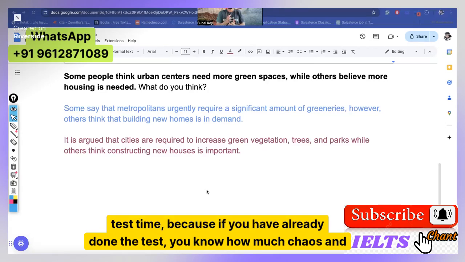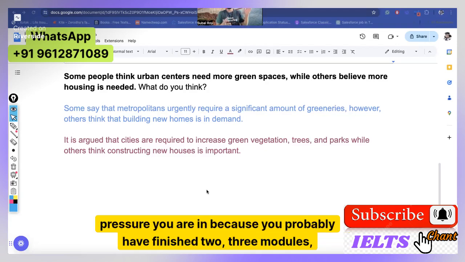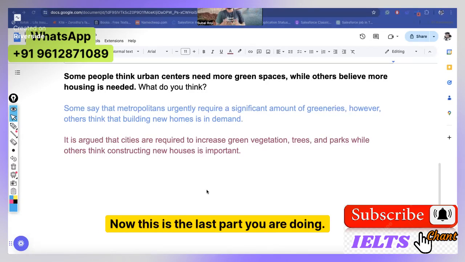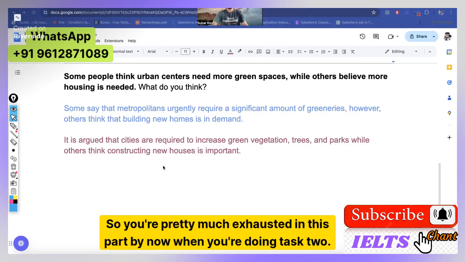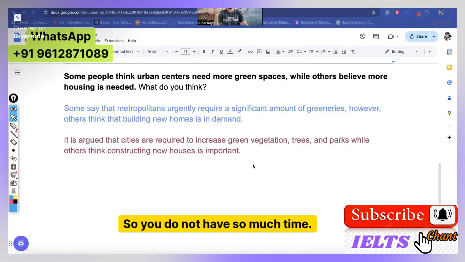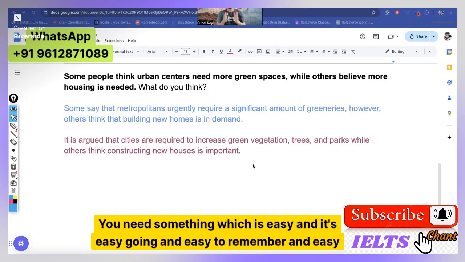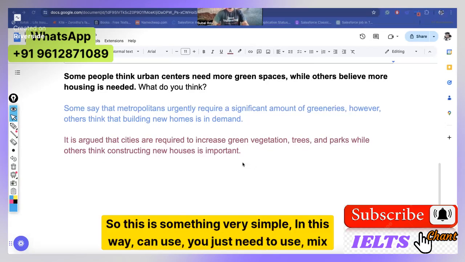Because if you have already taken the test, you know how much chaos and pressure you are in, because you probably have finished two or three modules, listening, reading, maybe speaking also. Now this is the last part you are doing, so you're pretty much exhausted by the time you're doing task 2. So you do not have so much time, energy and patience to evolve some other technique. You need something which is easy to remember and easy to implement. So this is something very simple and straightforward.